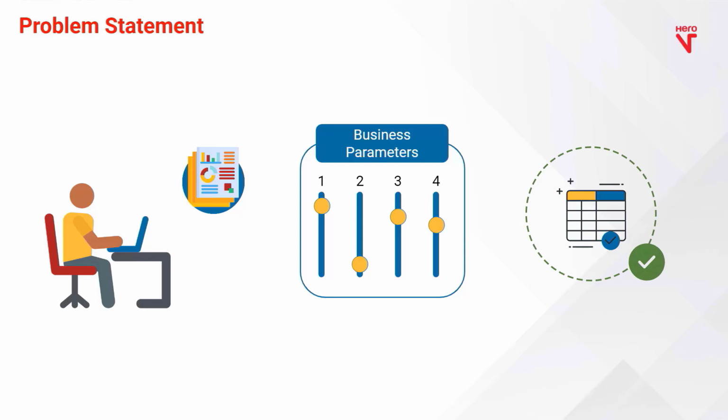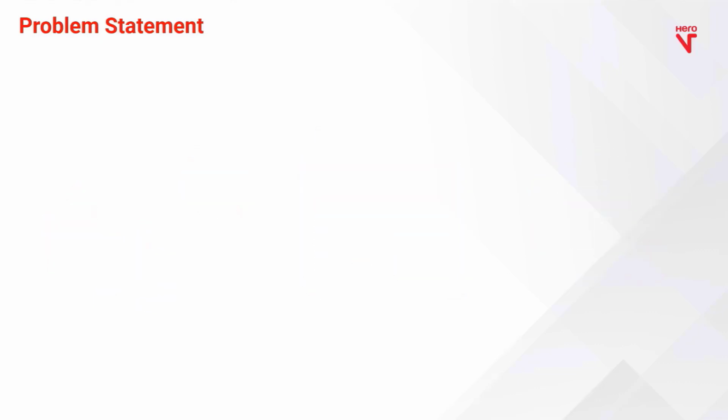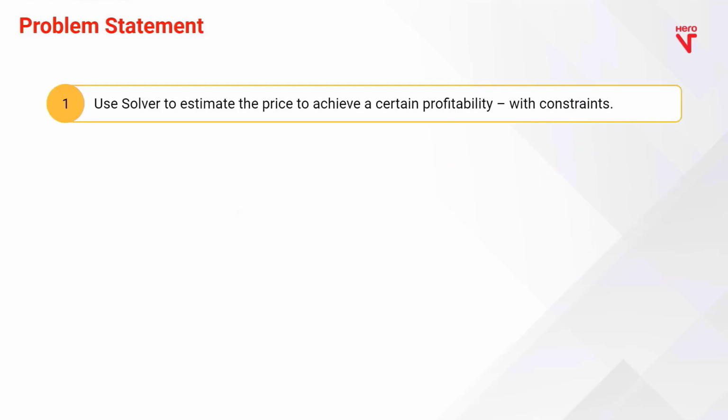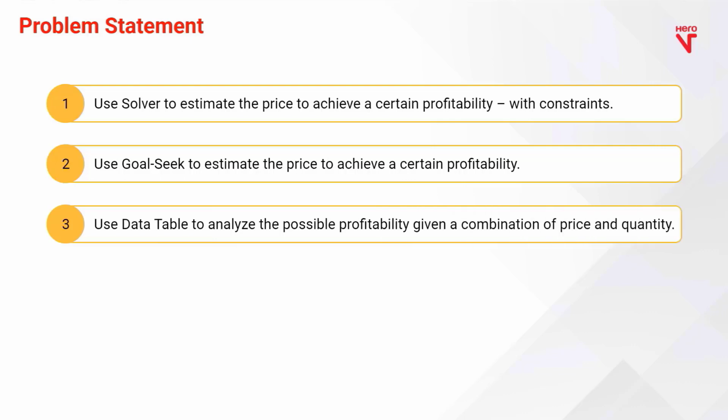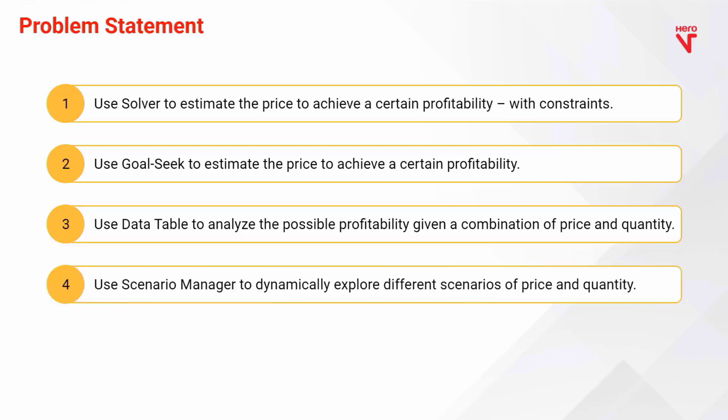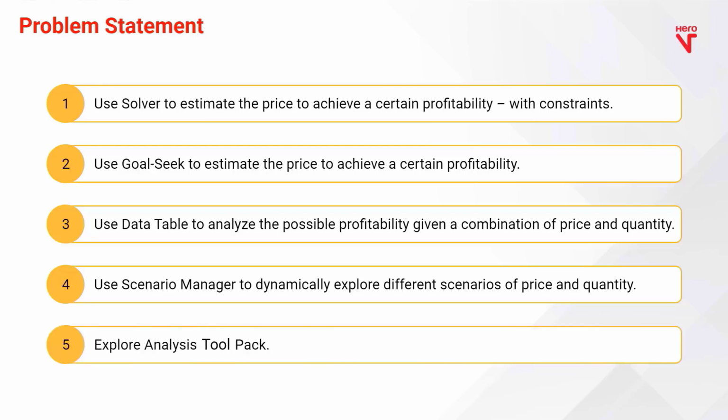So, the given data set has the following requirements. We'll use Solver to estimate the price to achieve a certain profitability with certain constraints. And we'll try to do the same without any constraint using a tool called GoalSeek. We'll then use Data Table to analyze the possible profitability given a combination of price and quantity. We'll use Scenario Manager to dynamically explore different scenarios of price and quantity and then explore possibilities with Analysis toolpack.